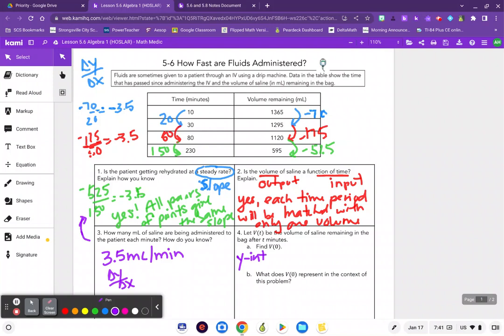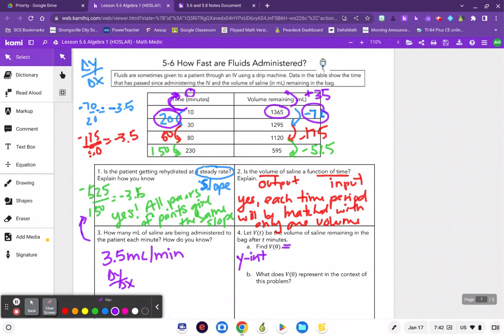I want to know what y is when time, or when x, is 0. So I want to go back up to my table and figure out, if time is 0, what volume does that go with? There were a couple of ways you could figure this out. Some people said that in a 20-minute span we lost 70, but going backwards a 10-minute span, half of 70 is 35. Since I'm going backwards, I'm adding 35. So they took 1365 plus 35, and they got 1400.